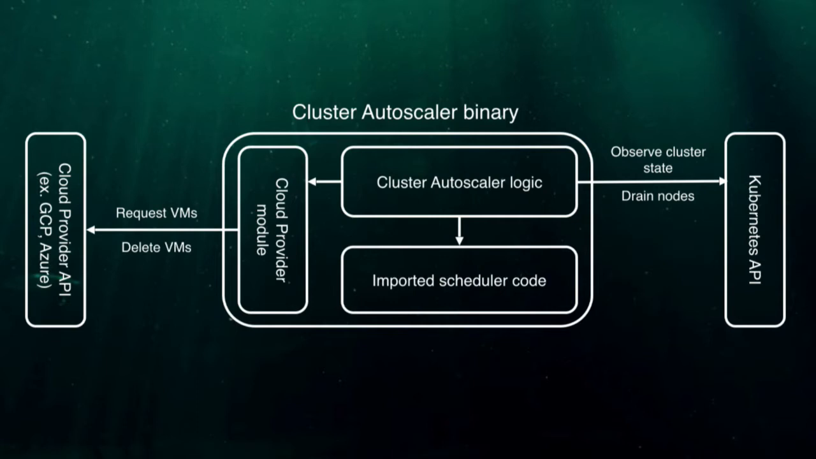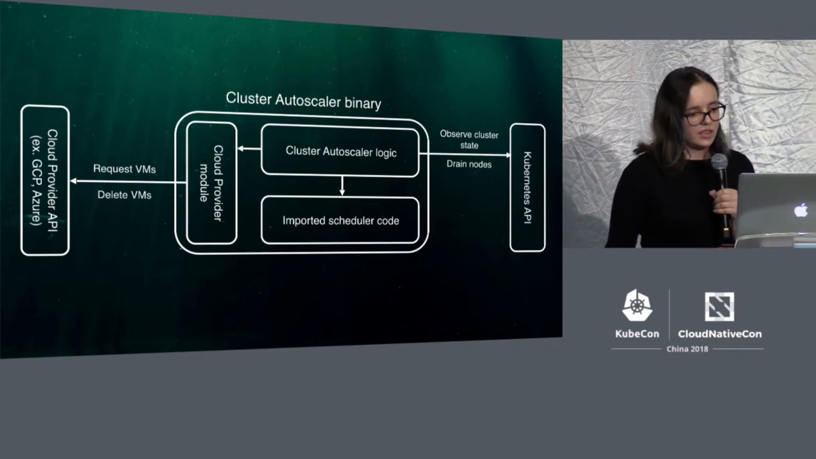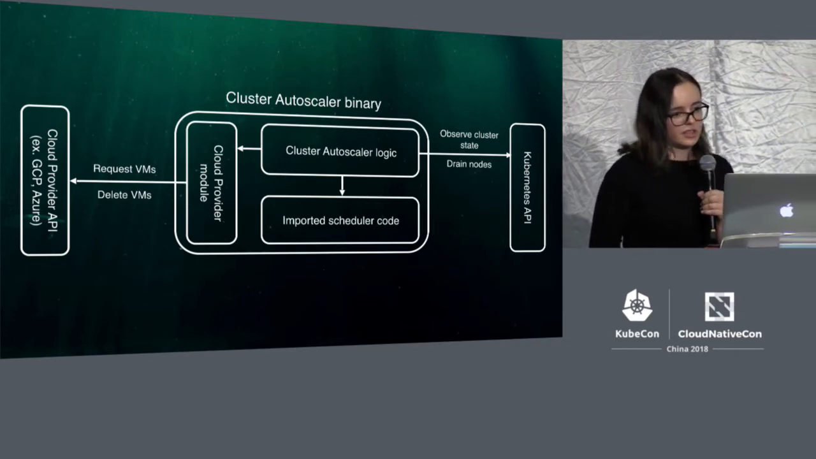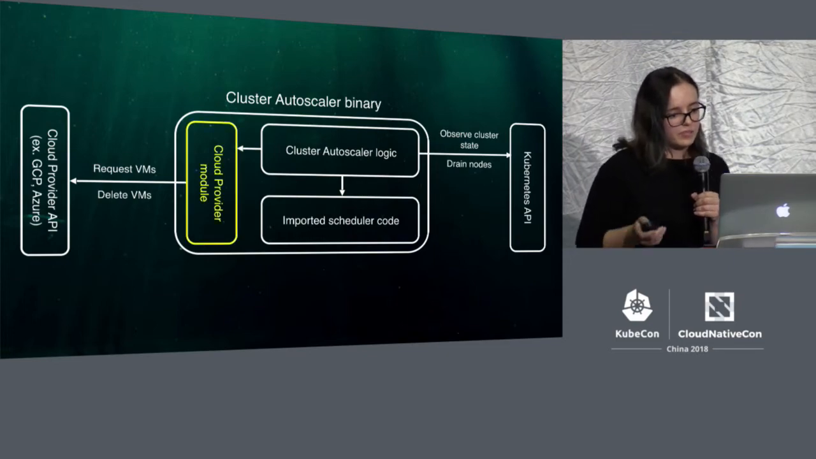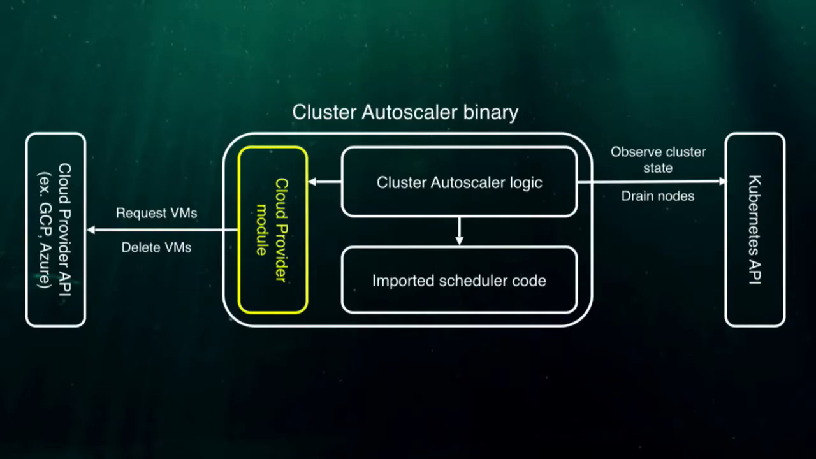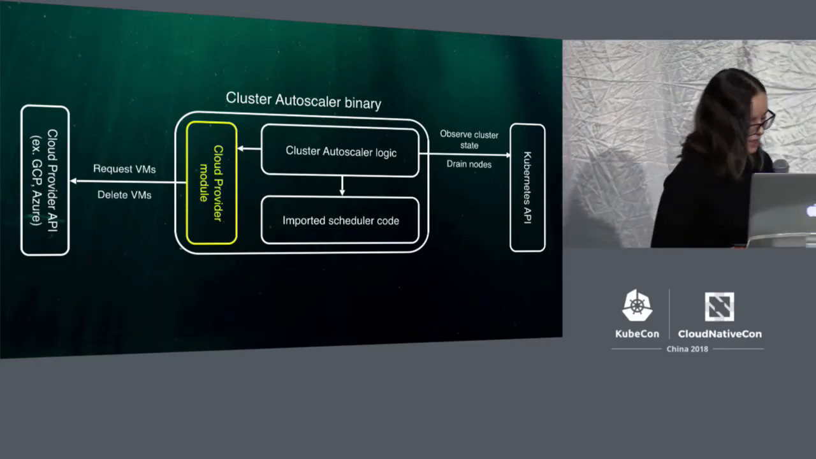And it observes the cluster state by using Kubernetes API, which is obviously the same in all environments, so it can be used directly. But in order to interact with the cloud API, it has also a cloud provider module, which is, of course, different for every cloud provider, but all of the logic of interacting with that cloud provider is encapsulated. So the main thing to do when running it on a new environment is to write a cloud provider module for that environment.